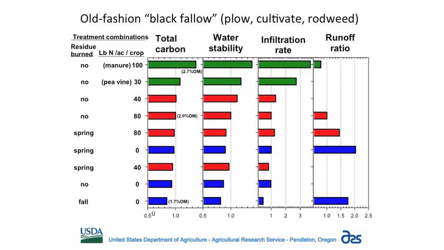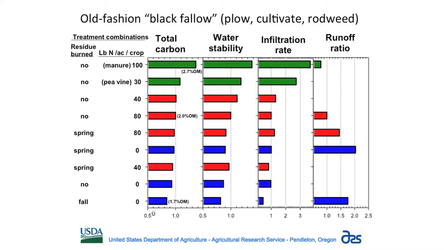Here we applied 1 ton of pea vine, which doesn't seem like very much to me, and no fertilizer nitrogen with it. A pea vine had about 30 pounds of nitrogen in it equivalent. And it actually has a pretty good little bump in organic matter, just adding pea vine to this system compared to a more typical wheat fallow recommendation for nitrogen.